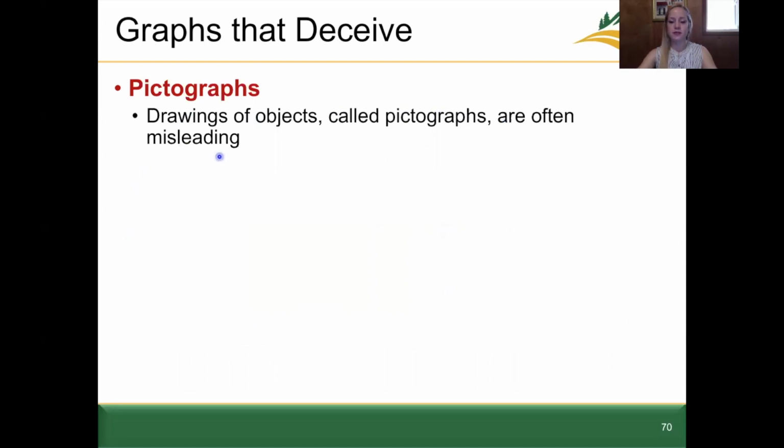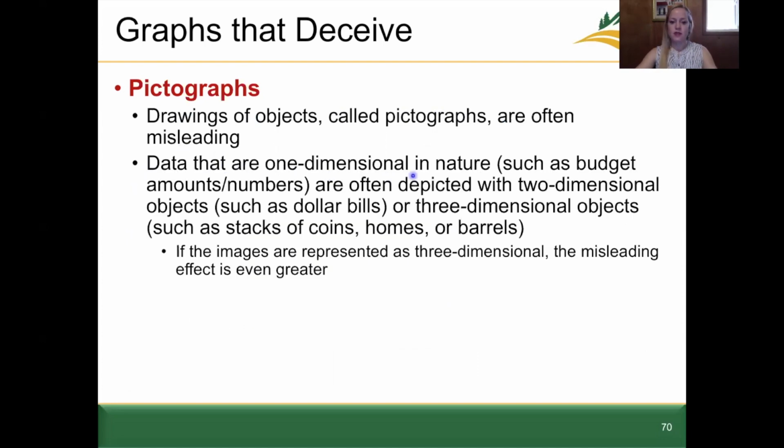Let's see why. Data that are one-dimensional in nature, such as budget amounts or numbers, may be depicted with two-dimensional objects, such as dollar bills, or even three-dimensional objects, such as stacks of coins, homes, or barrels. One note here, if the images are represented as three-dimensional, the misleading effect is even greater than if they were two-dimensional.